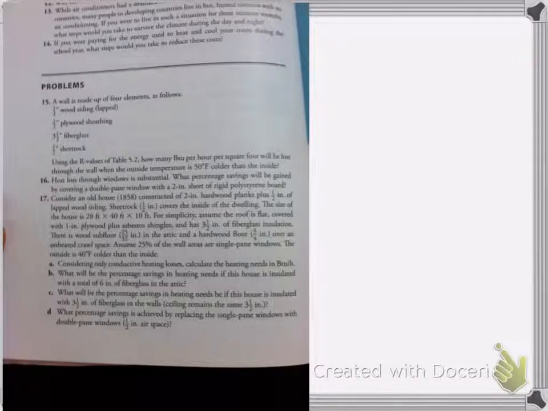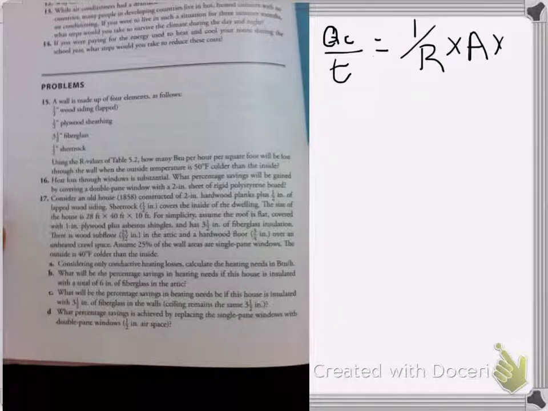And then they say, using the table on 5.2, how many BTUs per hour per square foot will be lost through a wall if the outside temperature is 50 degrees Fahrenheit. So now reading this problem, I can pick out the equation. And so I'm going to use my Q over T is equal to my 1 over my R times my area times my change in temperature. So that's going to be my equation.